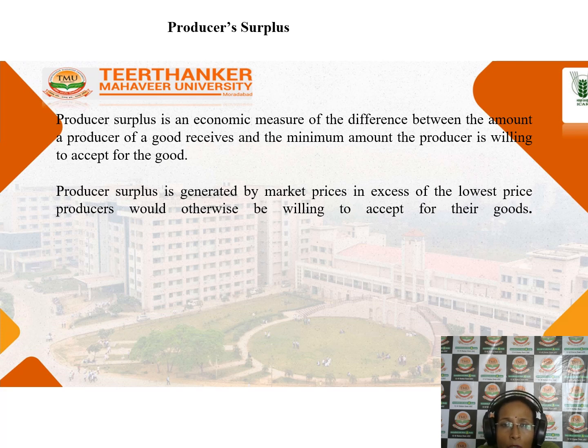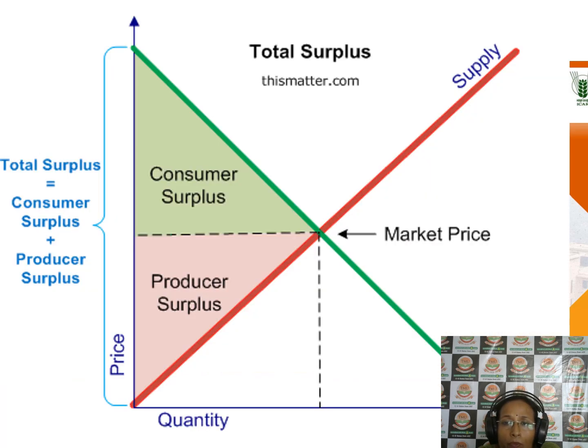Producer surplus. Producer surplus is an economic measure of the difference between the amount a producer of a good receives and the minimum amount the producer is willing to accept for the good. Producer surplus is generated by the market price in excess of the lowest price producers would otherwise be willing to accept for their goods.